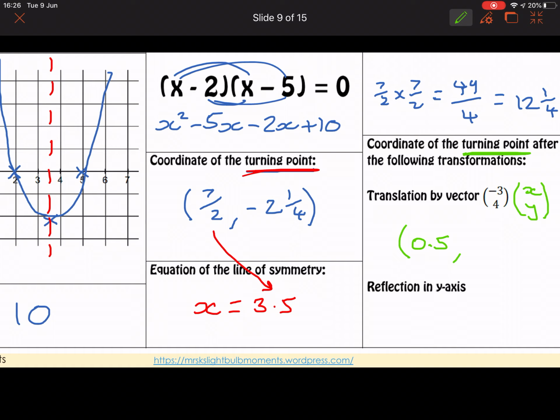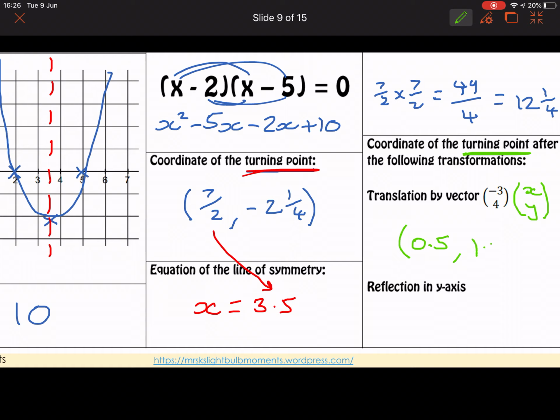Happy with how we've done that? So it's just the x value, because it's that top one of my vector. The x value, we take away 3. Now our y-coordinate was minus 2.25. We've got to add 4. Okay, if we add 4, we end up on 1.75.